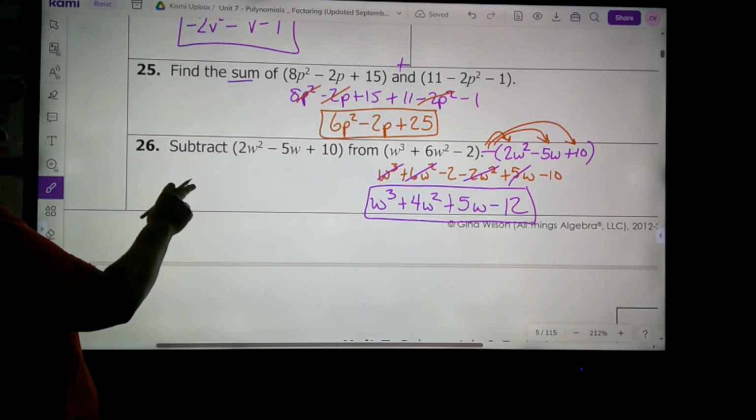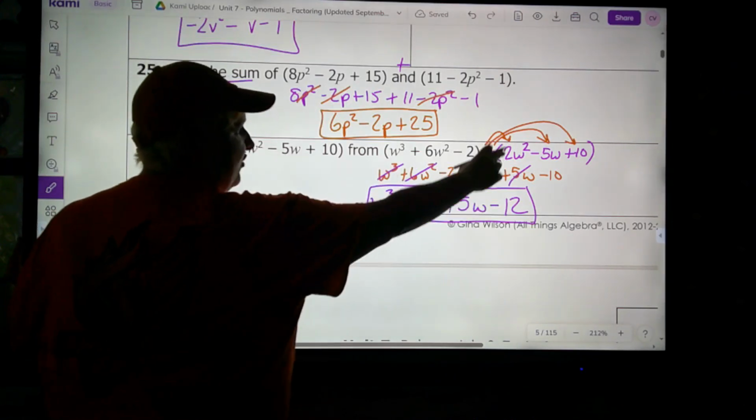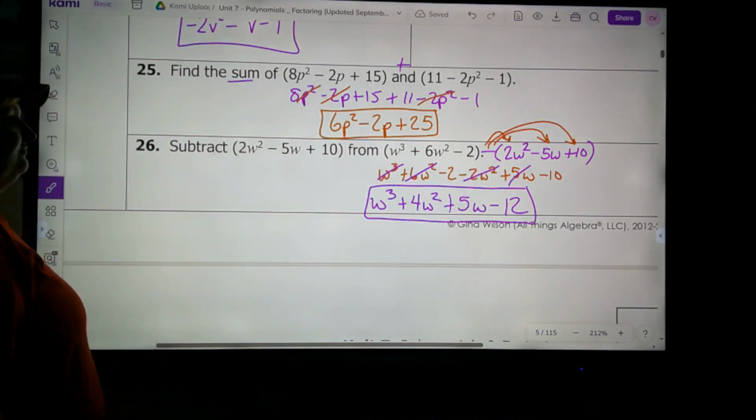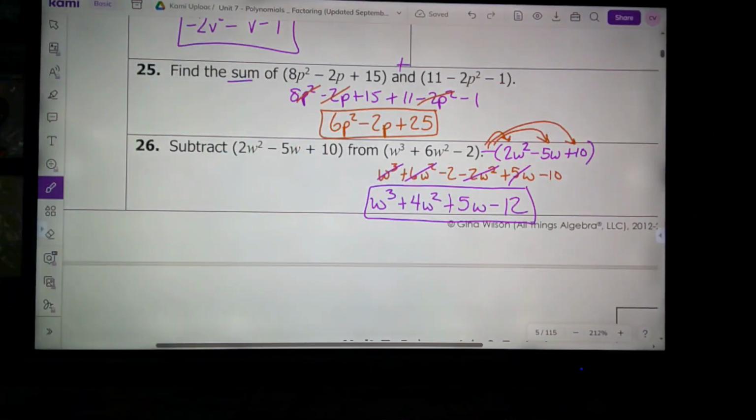Remember to be careful. If it tells you to subtract this from this, then this has to go after. Just be careful is all I'm saying. All right, even ones are yours.